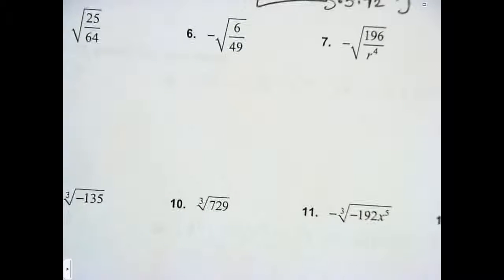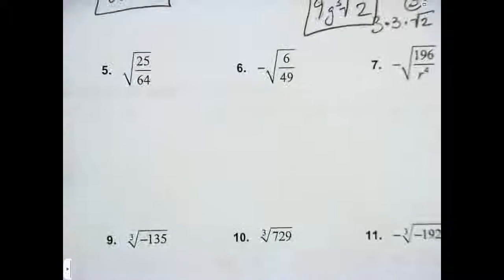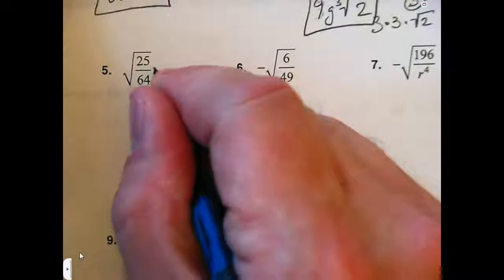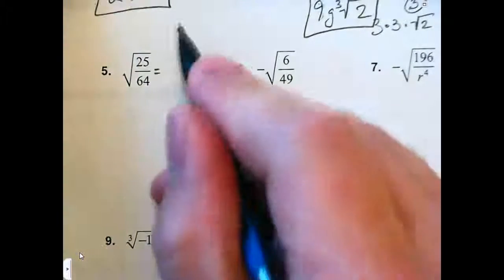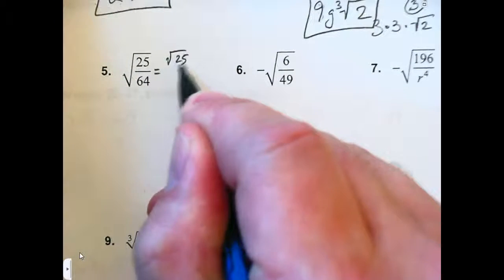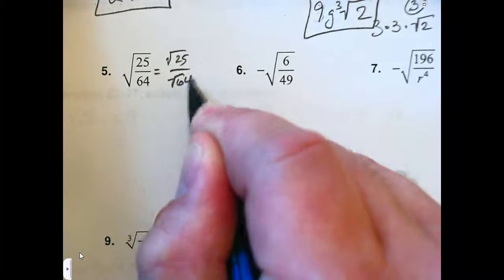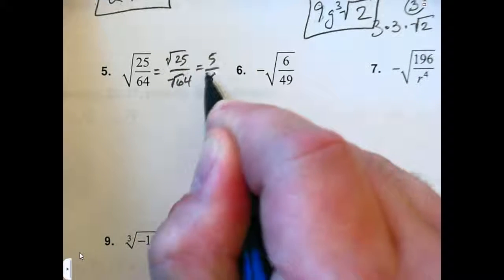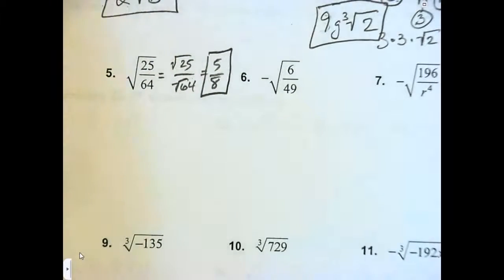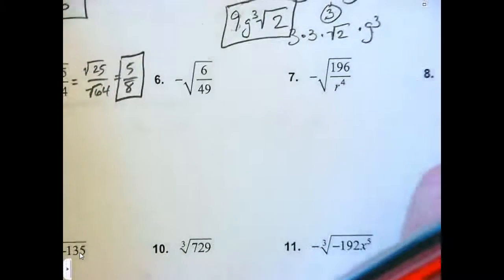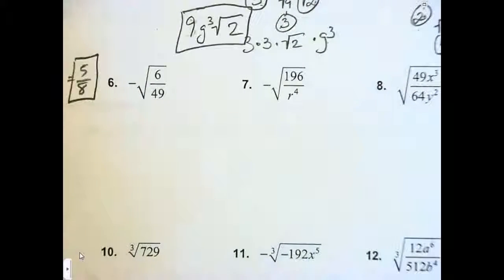All right. I want you guys to give number 5 a go. Okay, time's up. What's the answer? 5/8, yes. Root 25 over root 64 is 5/8. Okay. Move on to number 7. Give number 7 a go.